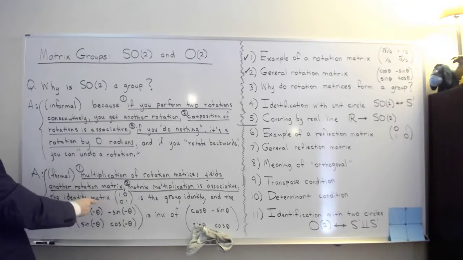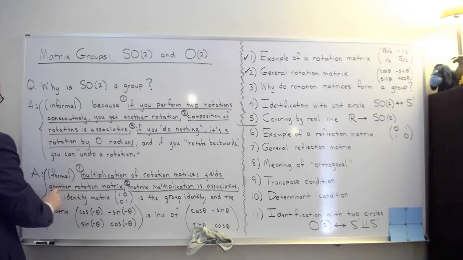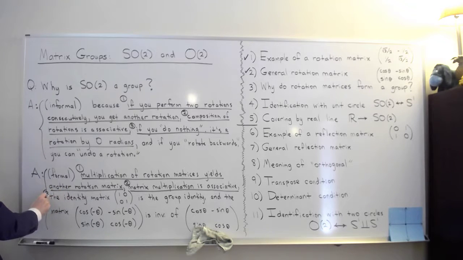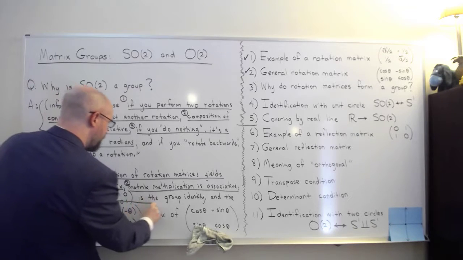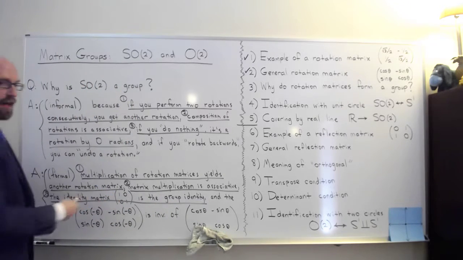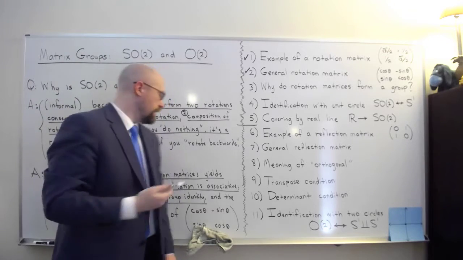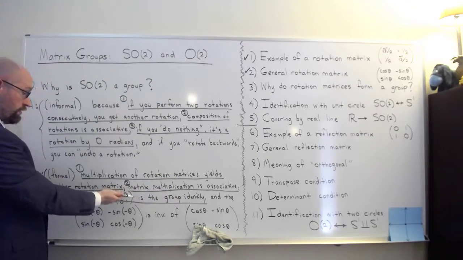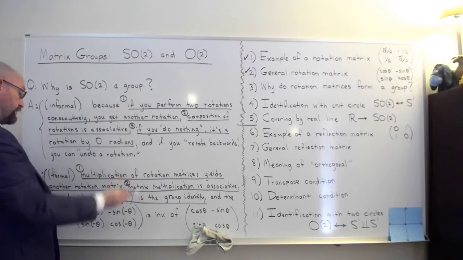Well, this identity matrix here, so this is number 3 here. This identity matrix here is precisely the matrix that does nothing. It doesn't rotate, it leaves the vectors alone.